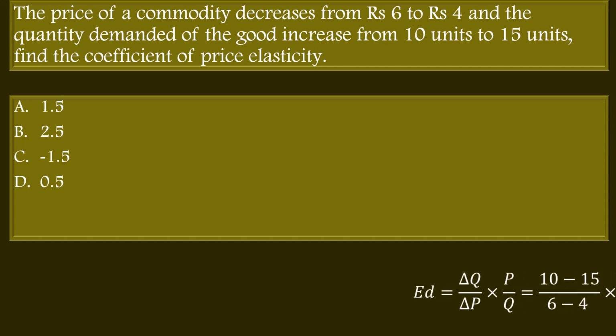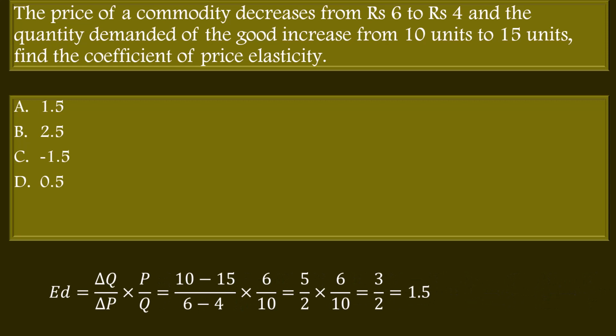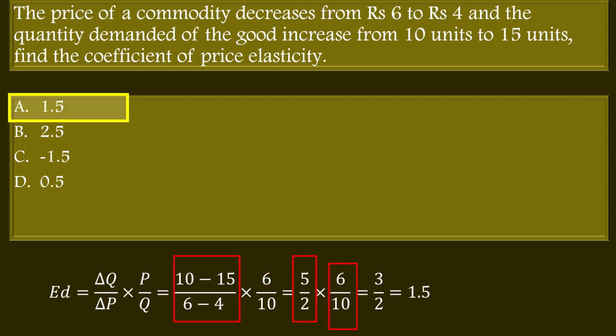To answer this question fast, you have to develop two ratios. One is by ignoring the sign, find the ratio change in quantity by change in price, that is 5 by 2. The other one is find the ratio original price by original quantity, that is 6 by 10. Multiply these two ratios. The answer is 1.5. It is elasticity of demand. Option A 1.5 is the correct answer.